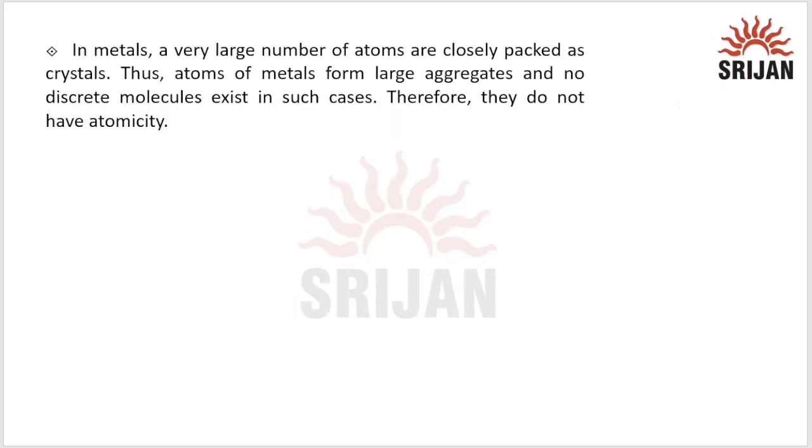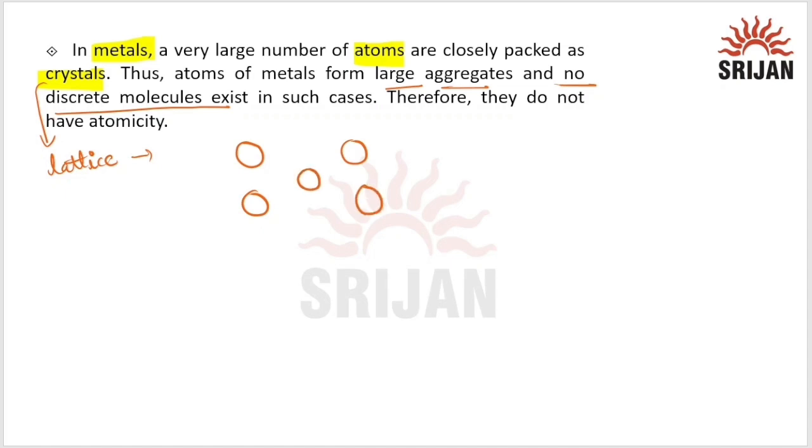Now we come to metals. In metals, a very large number of atoms are closely packed as crystals. These crystals are known as a lattice. Thus, atoms of metals form large aggregates and no discrete molecules exist, because in this lattice, single atoms are arranged at different places, just like this. This is the case of metals. Therefore, discrete molecules don't exist in the case of metals.